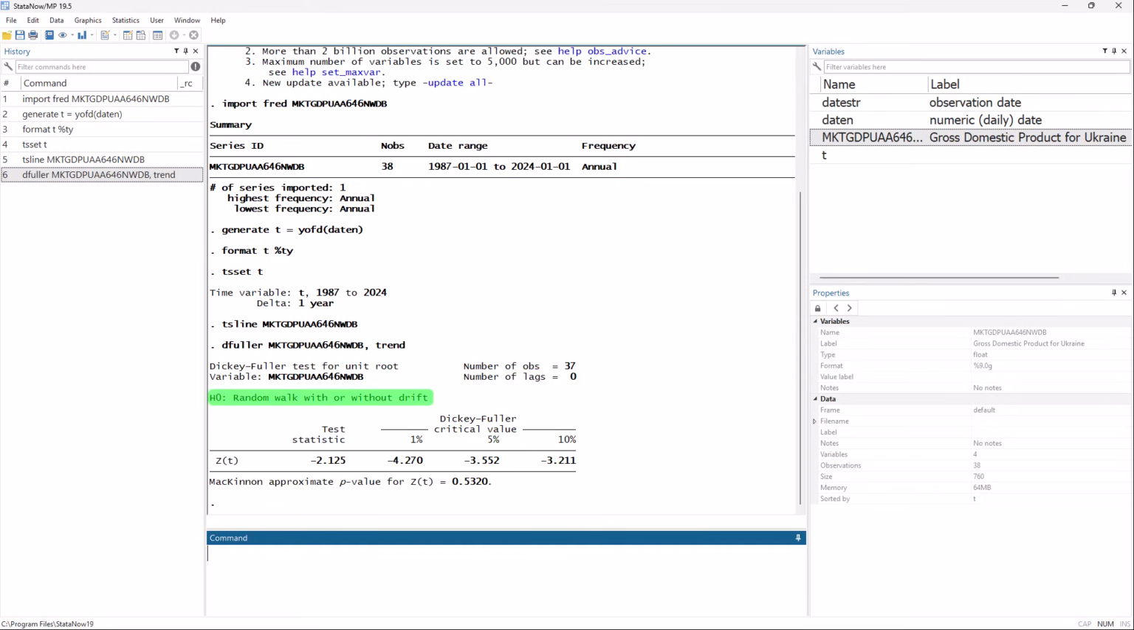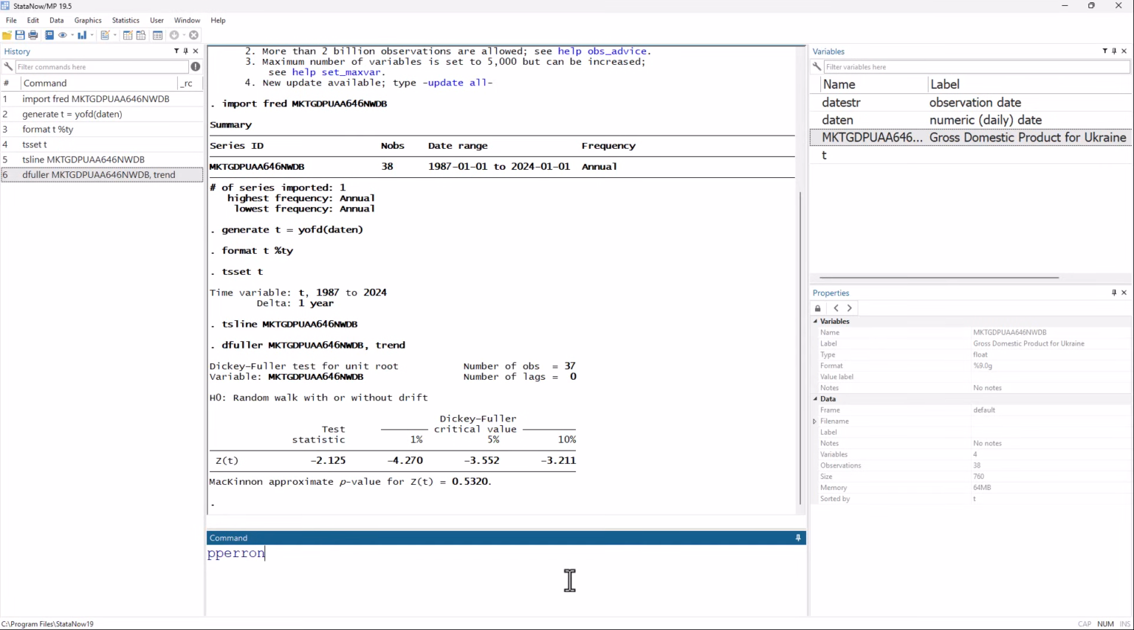Remember, the null hypothesis for case 4 is a unit root with or without drift. On the table, we can see our test statistic and the critical values for 3 popular confidence levels. And because the statistic is not beyond, or in other words, more negative than any of the critical values, we do not reject the null hypothesis in this example. The approximate p-value at the bottom agrees with this decision, but keep in mind that Dickey-Fuller critical values and the MacKinnon approximate p-value here are computed with different methods, so they may not always agree with each other.